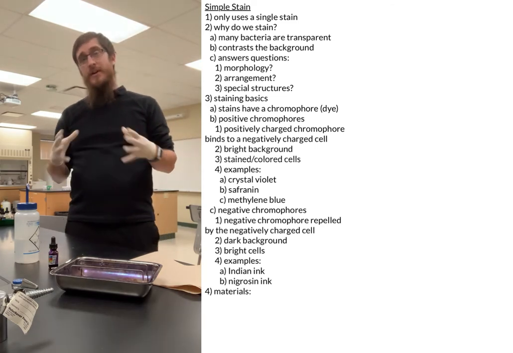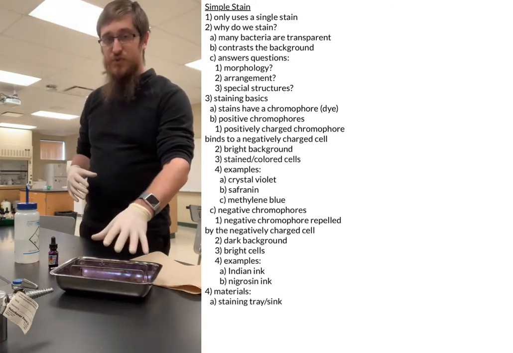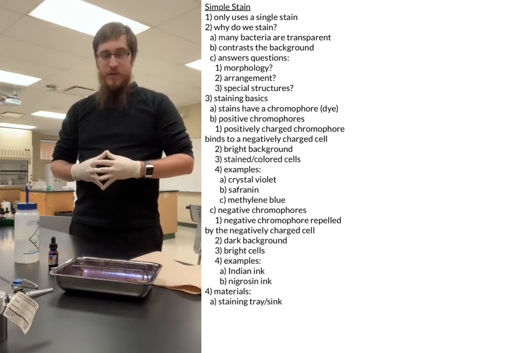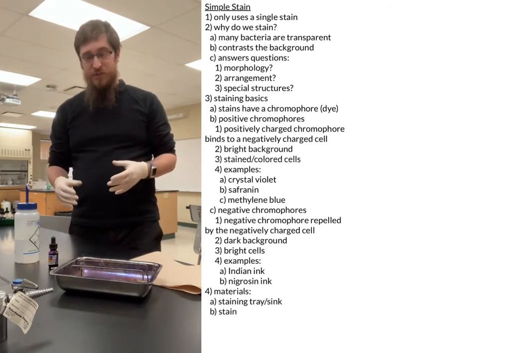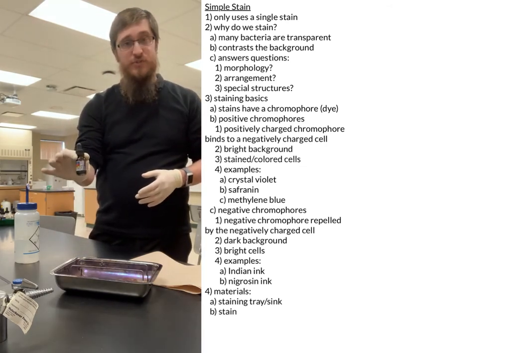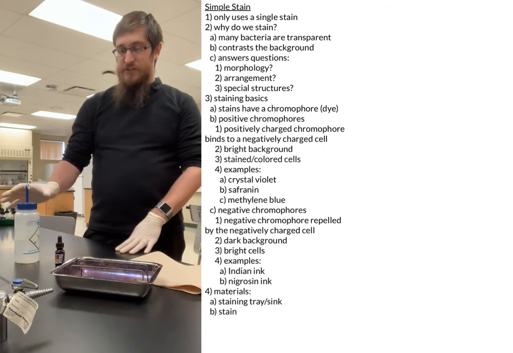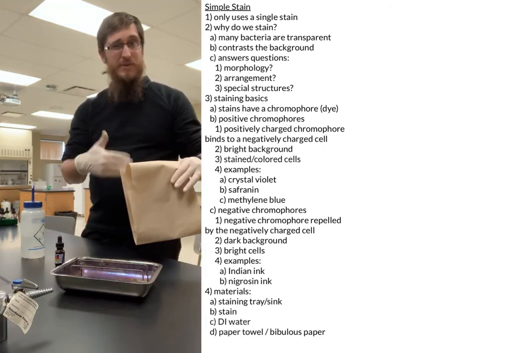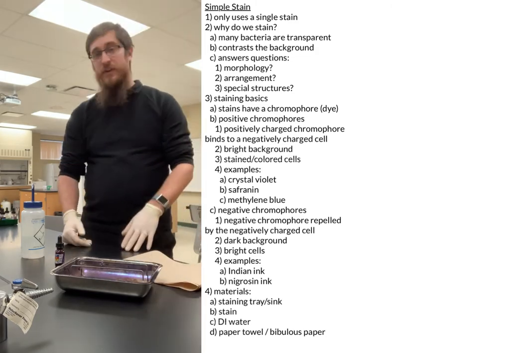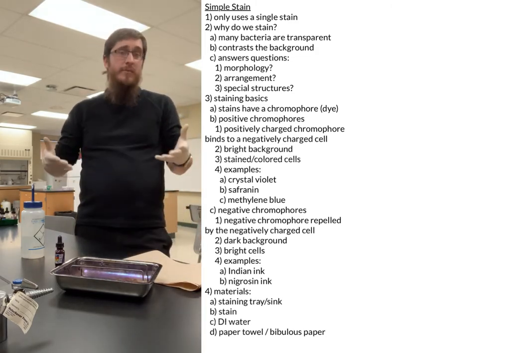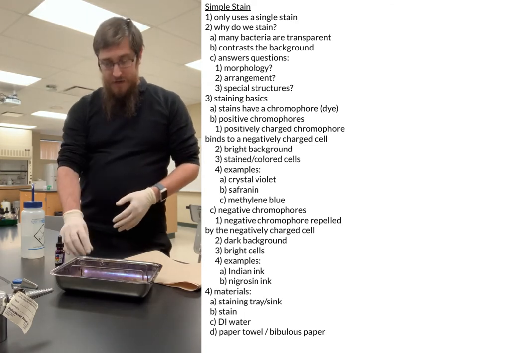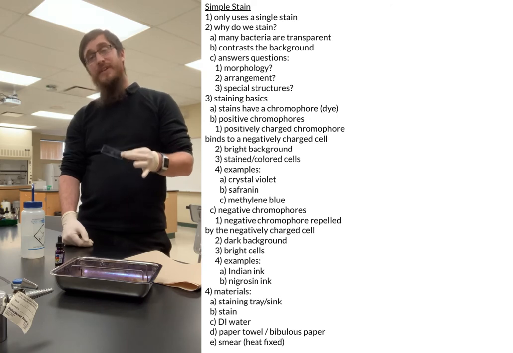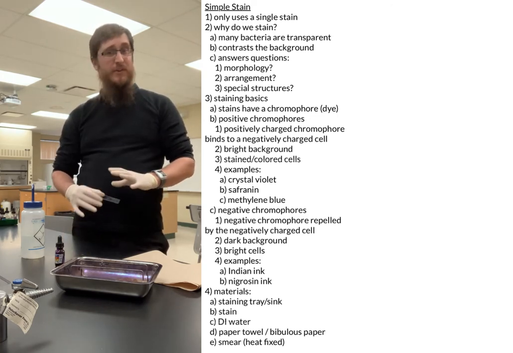You're going to need an area to do the stain, whether that is our staining tray or the staining sink, depending on what you have available. You're going to need the specific stain you want to use. Again, I'm just going to use crystal violet. You're going to need something to rinse with and something to blot with. A paper towel works just fine for this. If you have bibulous paper, you can use that, or if you have Kim wipes, you can use those as well. And then you are going to need a smear, and you want to make sure that your smear is heat fixed. That should be all the materials that you need.